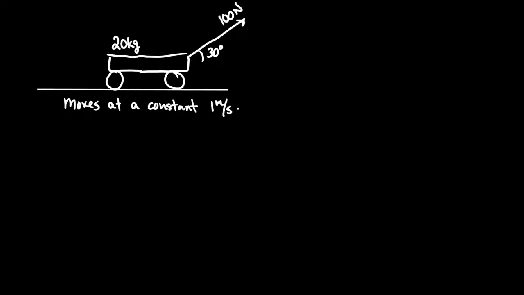So again, here's my setup. The same as before, you know, in the problem we had last week. I have a 20 kilogram wagon. It's being pulled with 100 newtons of force at an angle of 30 degrees. But in this case, the wagon moves at a constant 1 meter per second. Now I'm saying this because before I said that the ground was frictionless. This one is not frictionless. I'm going to ask you to find the frictional force and the normal force.